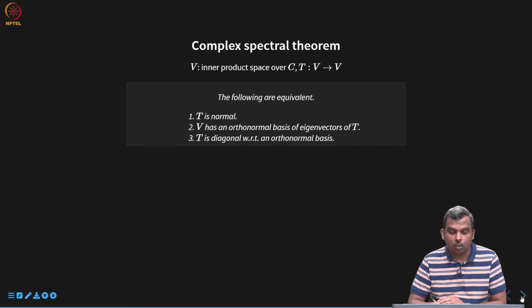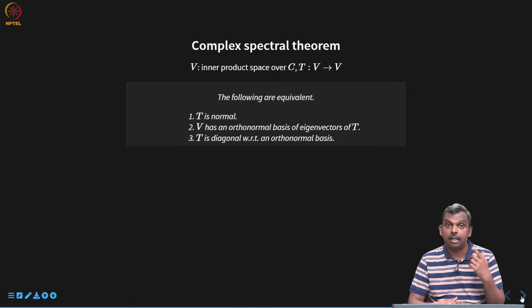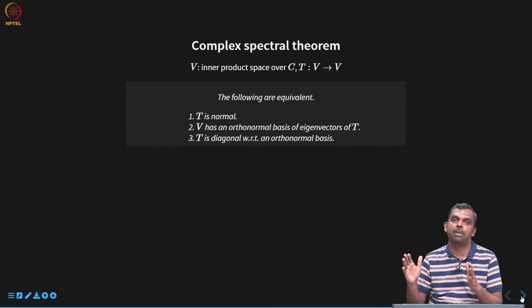So, what are the three things that are equivalent? T being normal. Look at the next one, V has an orthonormal basis of eigenvectors of T. So, you have eigenvectors of the operator T, not only are they linearly independent and span the space which makes them a basis, the eigenvectors are in fact orthogonal to each other and they span the basis. So, they form an orthonormal basis for V.